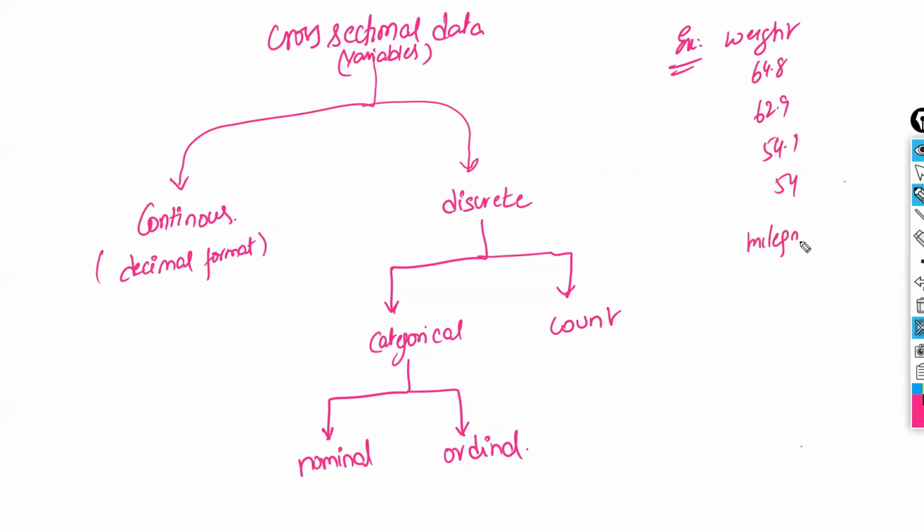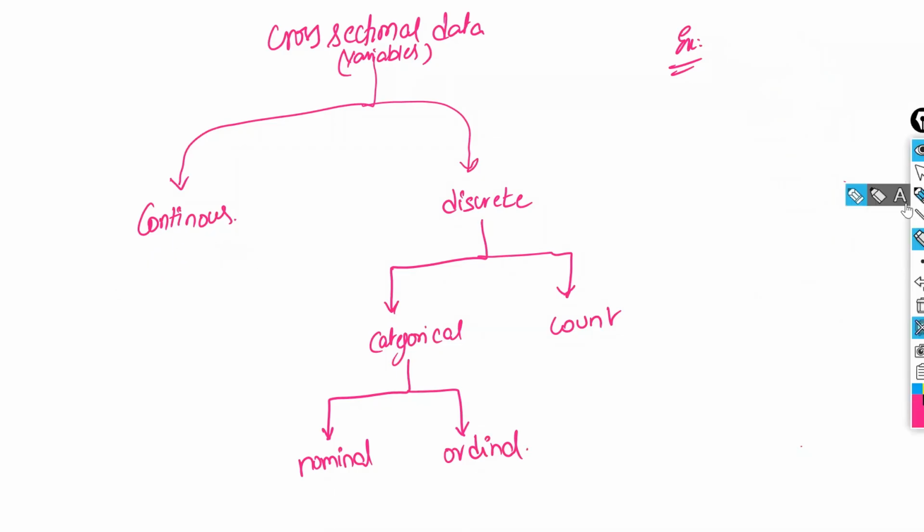Similarly, the second example is mileage. Mileage of a car. And next examples like height, CGPA, all this comes under continuous variable. And this is the first one. How to identify the continuous variable? Rule number 1 is whichever data can have decimal values.